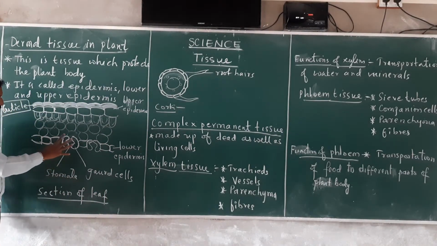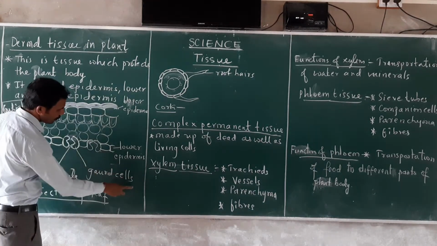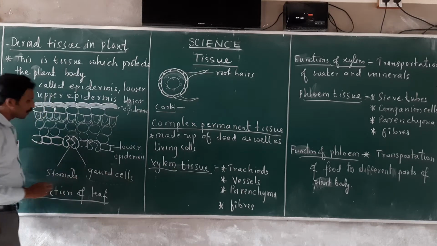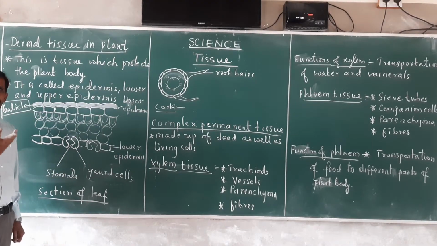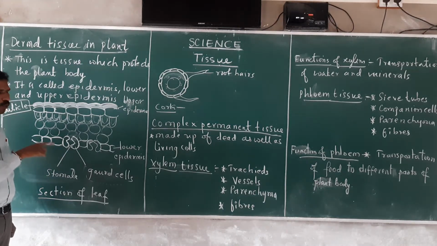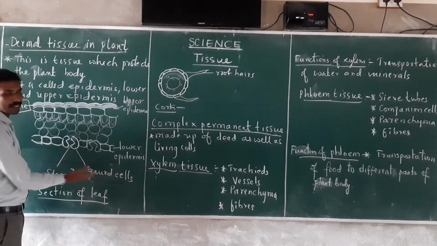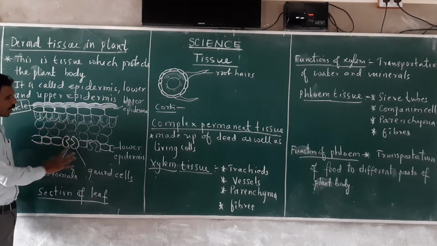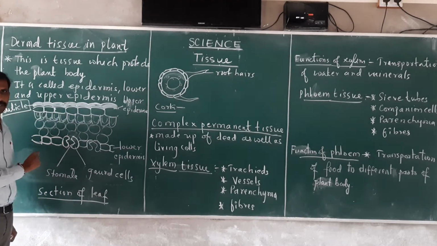So the guard cells convert into stomata, they help in the exchange of gas. This is very important. The guard cells actually help in closing and opening of stomata. The closing and opening of stomata is controlled by these guard cells. So this is how the lower epidermis actually works.